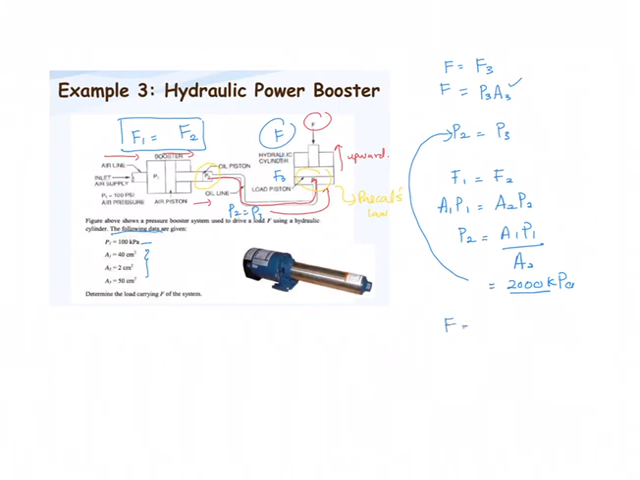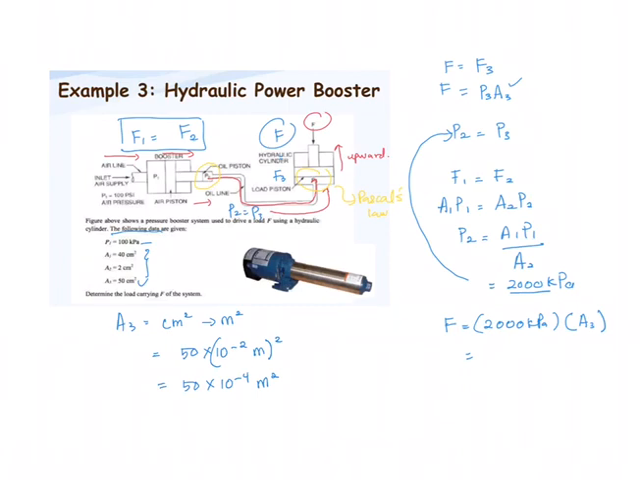Then the last one is F, P2 equal to P3. Then you have 2000 kilopascal, which means you can calculate with the area here, A3. And at the end, the A3 is given. For the A3, you need to convert centimeter squared into meter squared, which means here 50 times 10 to the power of negative 4 meter squared.